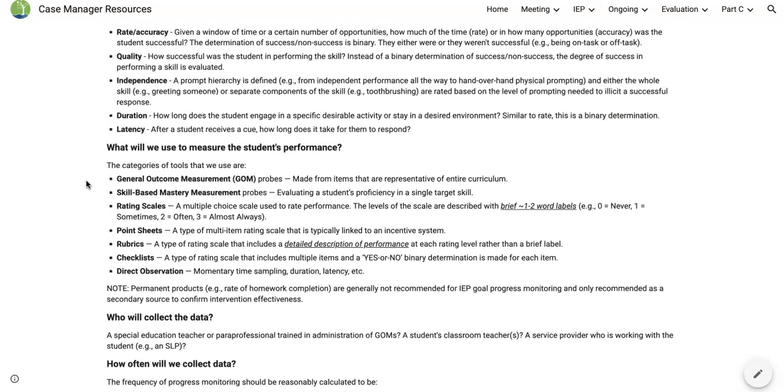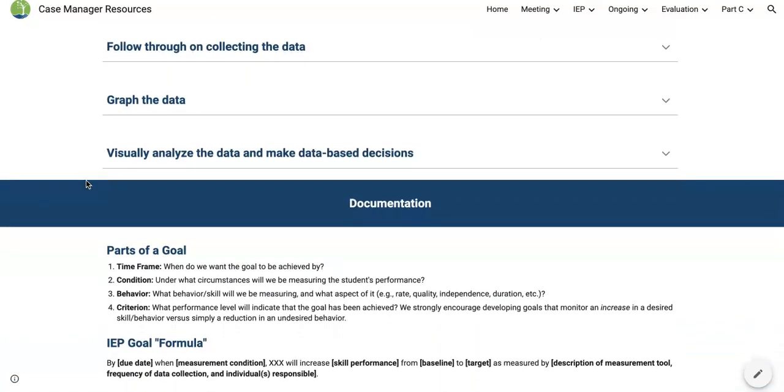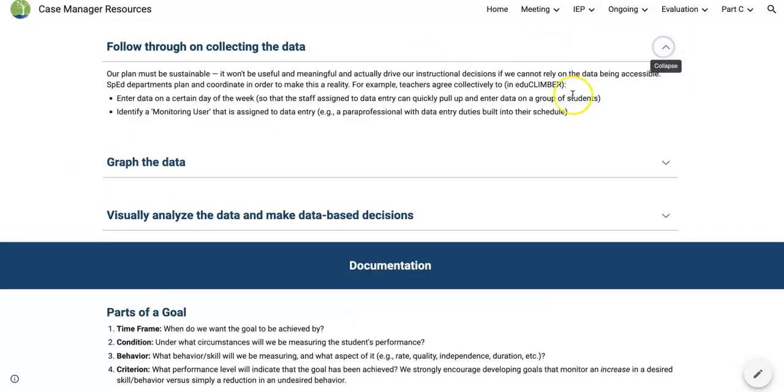The next thing that you're going to want to do then is follow through on collecting the data. So you wrote the goal, you know that it's measurable, you know how you're going to monitor it, and you've identified who is doing that monitoring. So you just want to make sure that you do that.